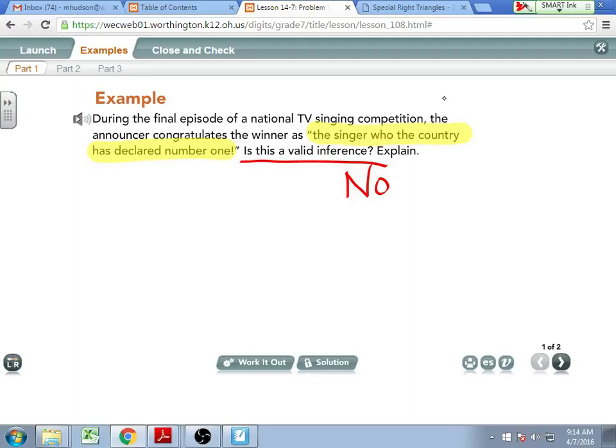Why is this not a valid inference? Thomas? Because they can vote as many times as they want. And did everybody in the country vote? No.